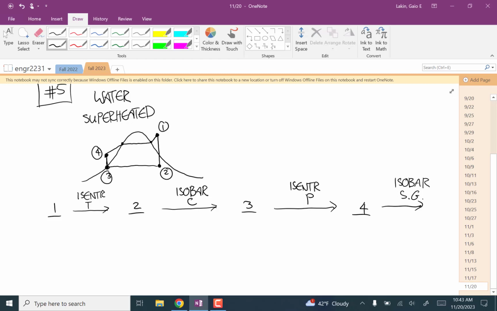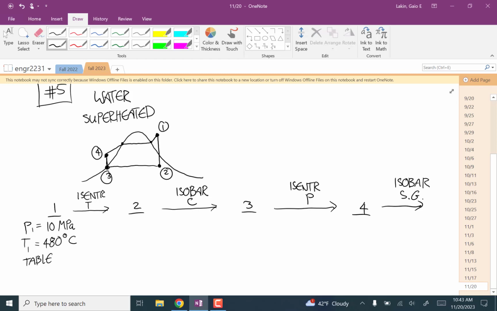So at state one, entering the turbine, we have a pressure of 10 megapascals and a temperature of 480 degrees Celsius. That's enough to use the table. So there's no extra difficulty here in the fact that that's superheated.